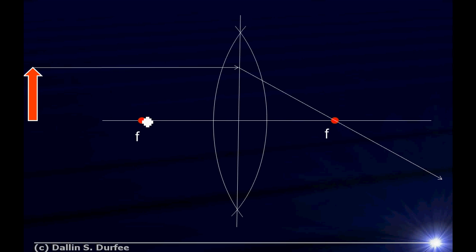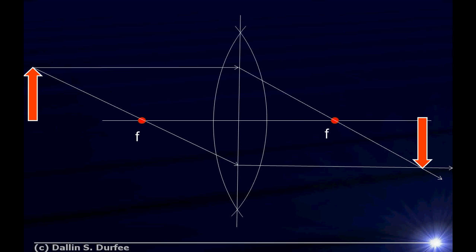One ray goes through this focal point right here, and it's going to come out parallel, and that's where our image forms. We have one more ray we can use, which is the one right through the center, and that verifies that we found the image in the right place.